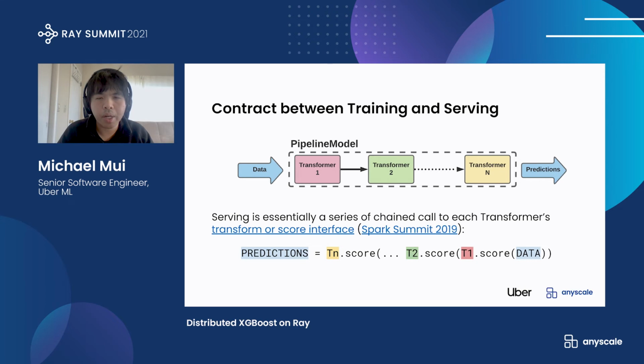I also want to quickly note that Spark pipeline abstractions also serve as our contract between training and serving to guarantee online and offline consistency. A trained model essentially is a pipeline model with a sequence of serialized transformers, right? So our prediction service expects that and simply loads the pipeline model and passes in the data to be scored, to be transformed by each stage, and then returns the final prediction.